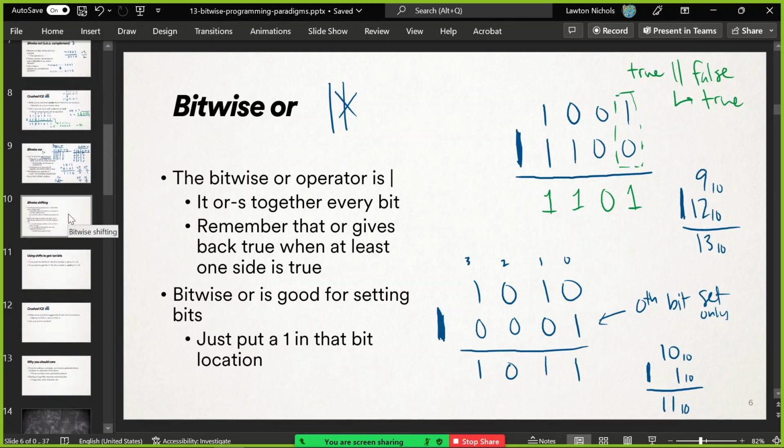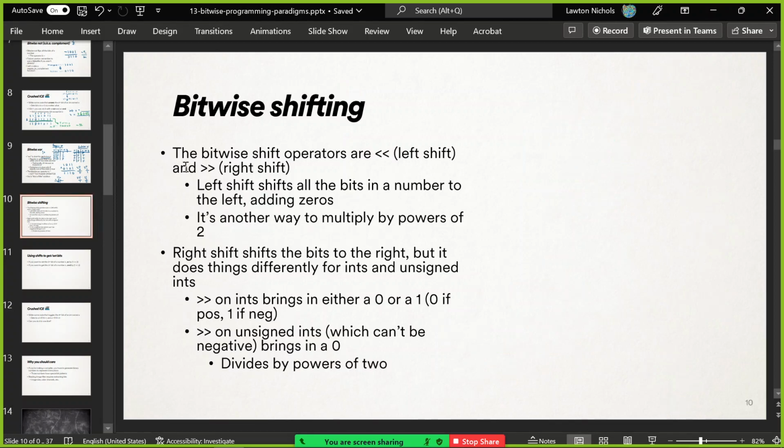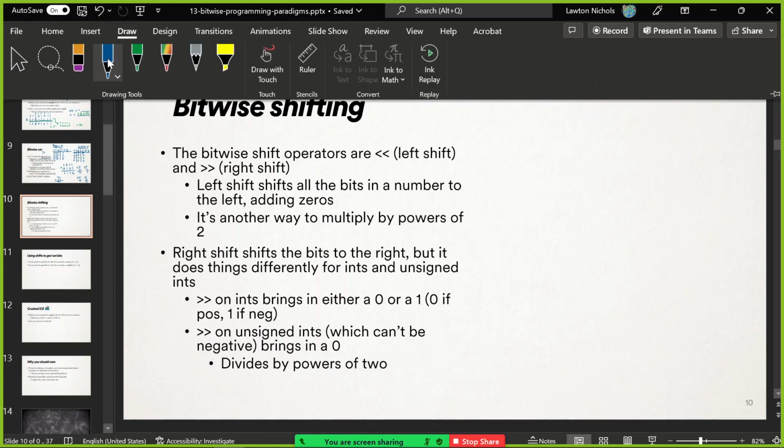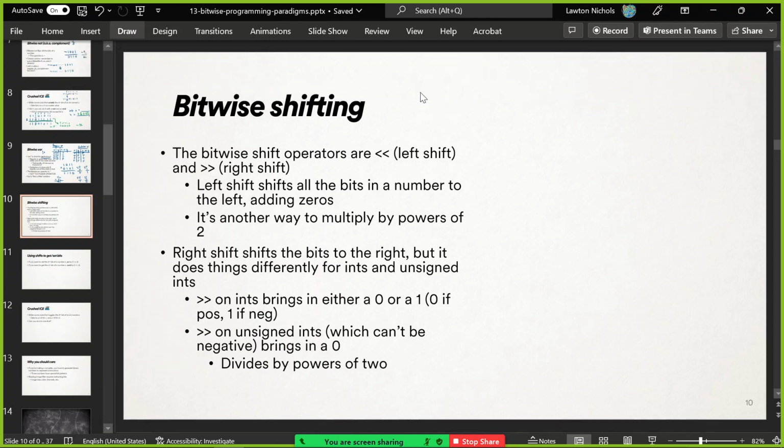Let me show you a trick to never have to do that calculation yourself. It's called a shift. Bitwise shifting will make our life so much easier when we're trying to pick numbers to do bitwise operations with, right?